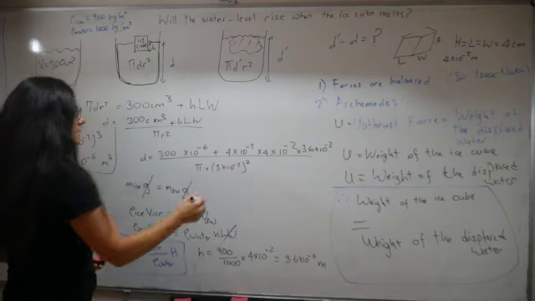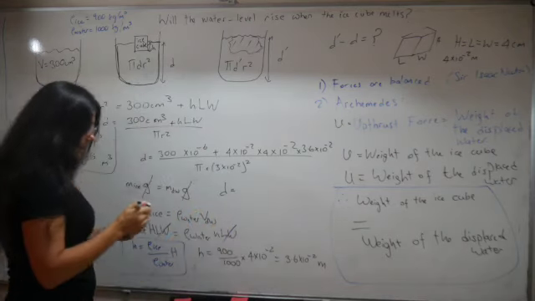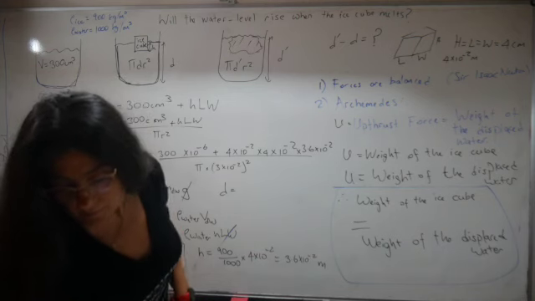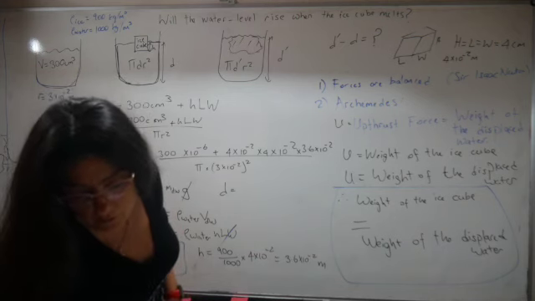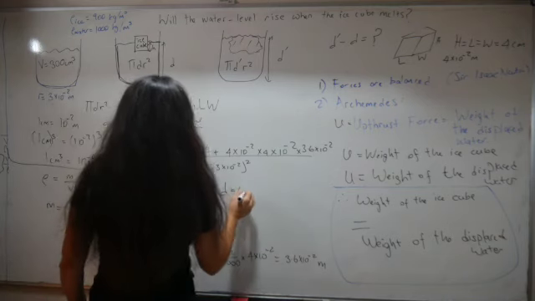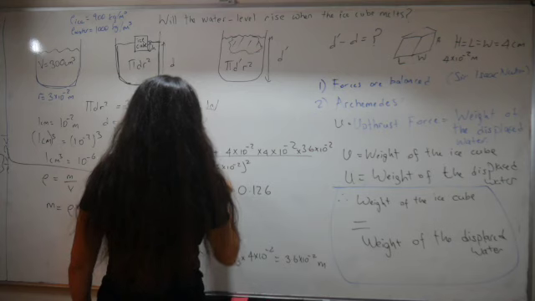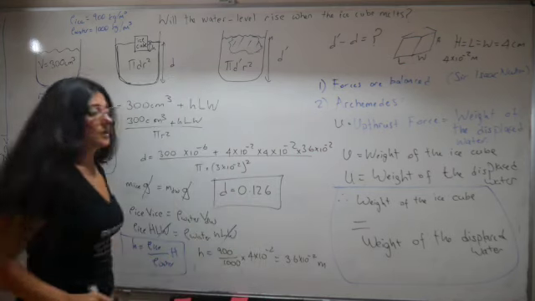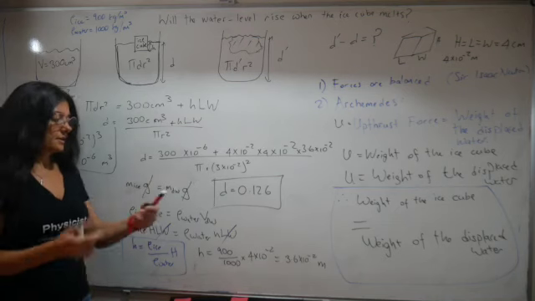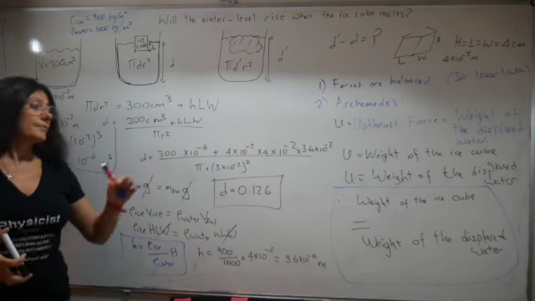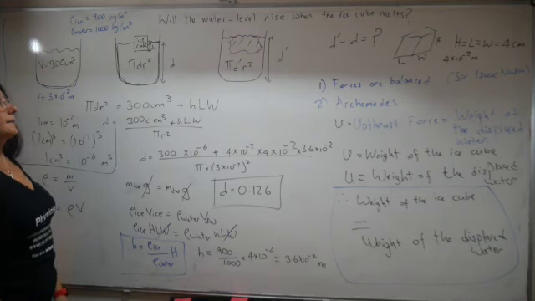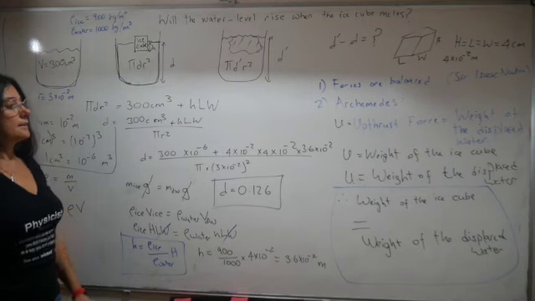Now I can put h here and calculate D, and I find D is going to be 0.126. Okay, right, you can check, do the calculation, check that you get that. So we found D, and next we're going to find D dash.